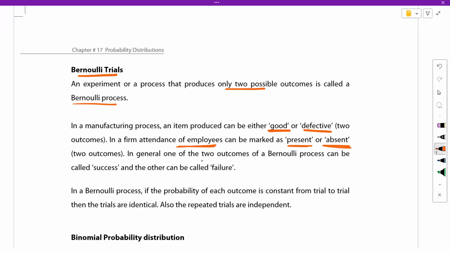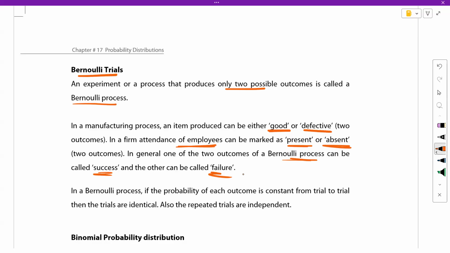In general, one of the two outcomes of a Bernoulli process can be called success and the other can be called failure. We can give any name: good, defective, present, absent, head, tail, pass, fail, day, night. Any two outcomes. In those instances, the Bernoulli process classifies the outcomes as success or failure. We will label success or failure.